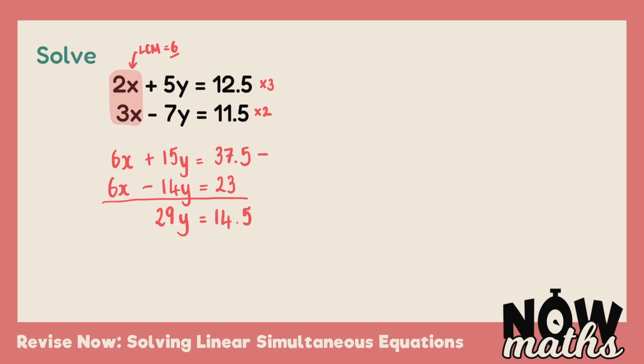So we now have an equation of 29y equals 14.5. So we divide by 29 to give us y on the left, and on the right, 14.5 divided by 29 is 0.5 or a half. We're now going to use this value of y to find a value of x this time. So we need to substitute our value of y into one of the two equations that we first started with, and I'm going to choose to substitute into the top equation where all of the numbers are positive. So we're substituting y equals 0.5 into 2x plus 5y equals 12.5.